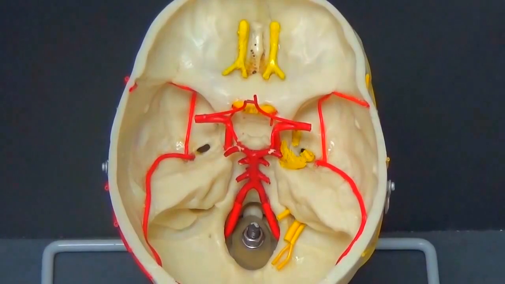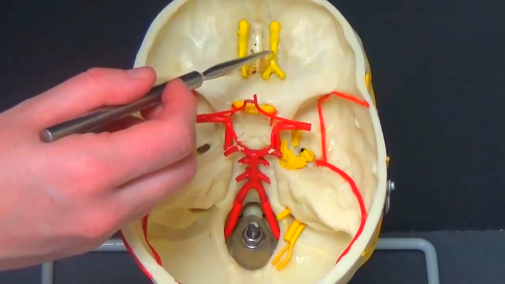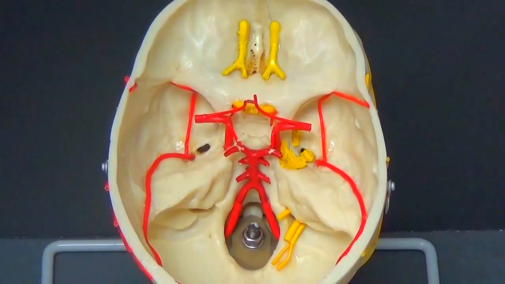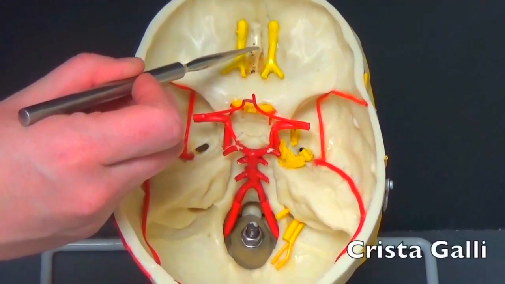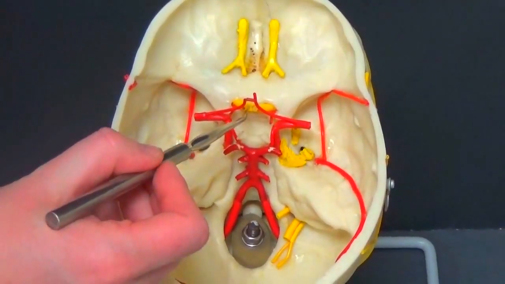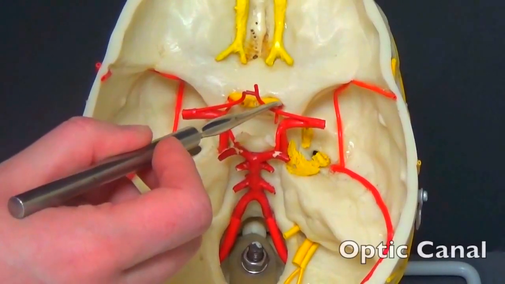Some of the nerves that you can see on this model with the Circle of Willis, the first one, shown here and here, is going to be the olfactory nerve that's coming through the cribriform plate. This structure in the center that's poking up is the crista galli. This yellow structure here is going to be the optic nerve that's running through the optic canal.